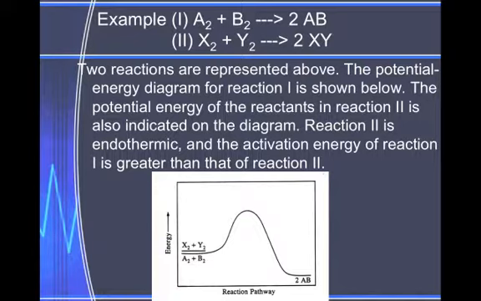Here's an example of an AP question involving catalysts. We have two reactions represented above. The first reaction is A plus B, and the second is X plus Y, or X2 and Y2, right? The potential energy diagram for reaction 1 is shown below. The potential energy of the reactants in reaction 2 is also indicated on the diagram. So see where it's starting off about the same level as reaction 1. Reaction 2 is endothermic, and the activation energy of reaction 1 is greater than that of reaction 2. So now that's the information for this problem.